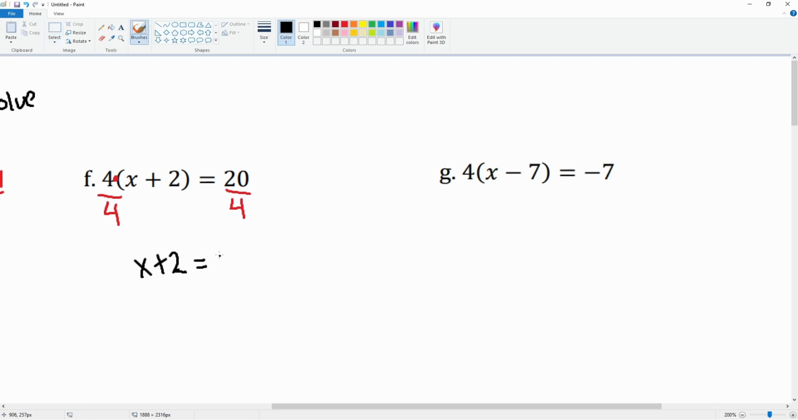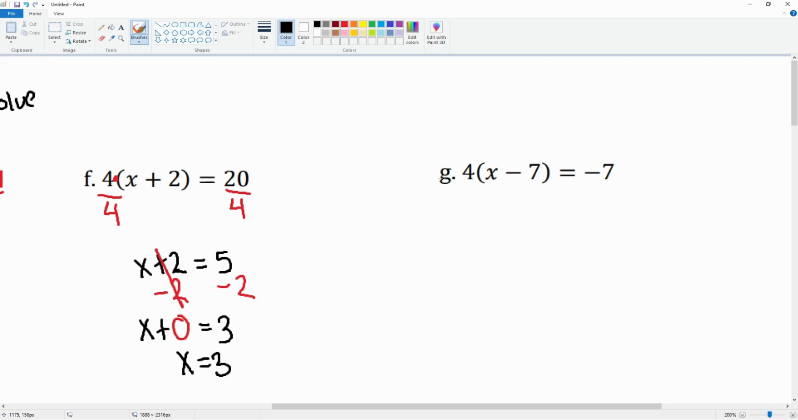20 divided by 4 is 5. Subtract 2 from both sides, because plus 2 minus 2 becomes a 0. Bring everything else down. Bring down the x, bring down the plus symbol, bring down the equal sign. 5 minus 2 gets us 3. No one ever writes this 0. It's just x equals 3.